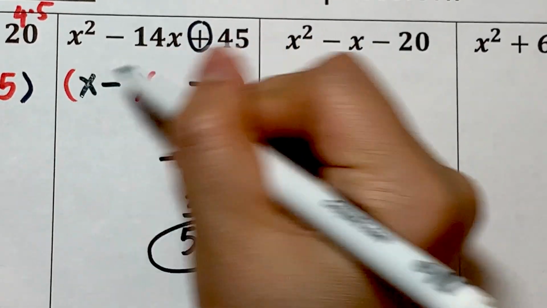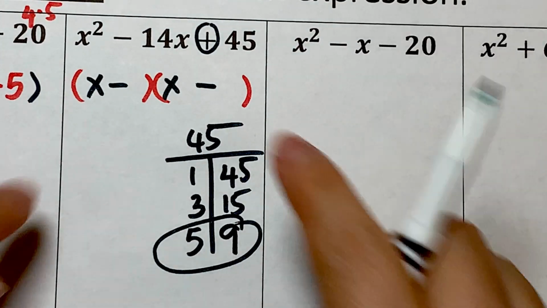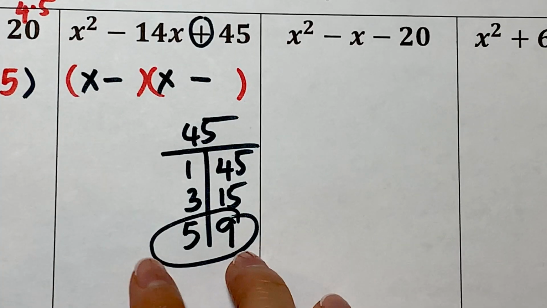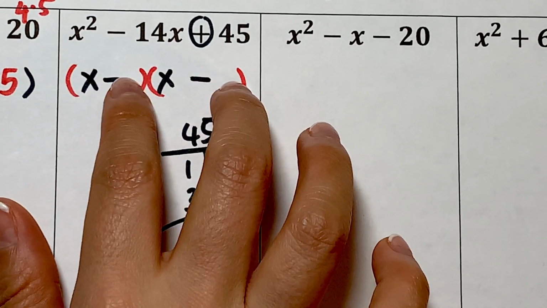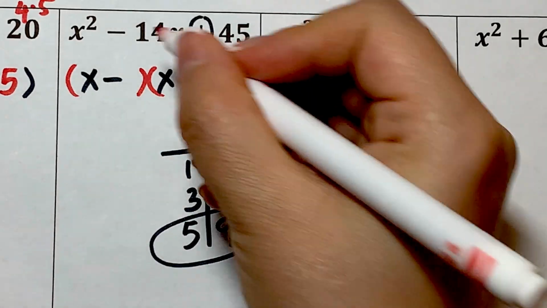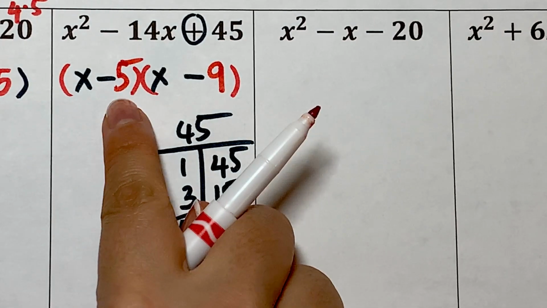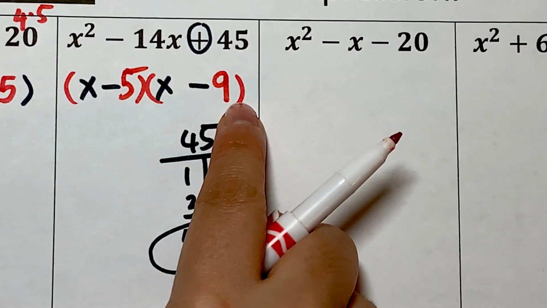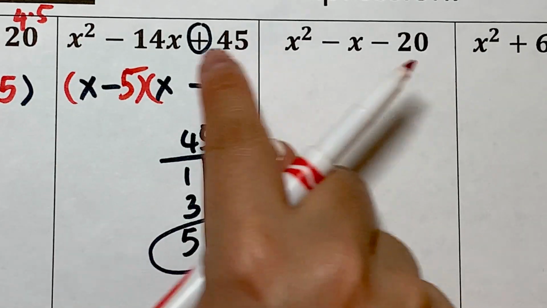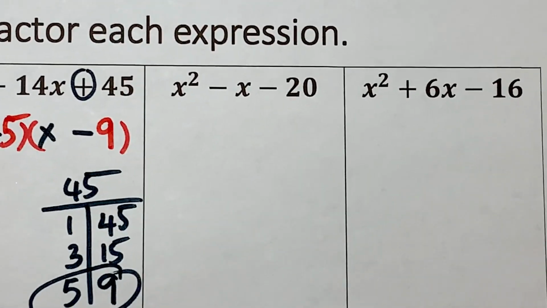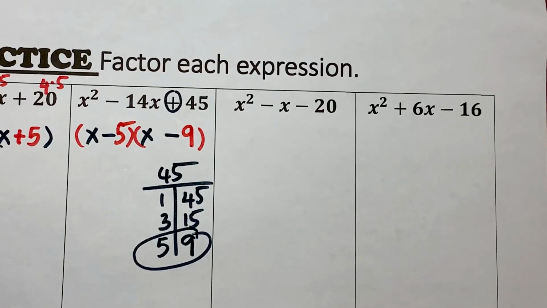So we're gonna put x and x from the beginning, because when you multiply, you get x squared. Then we're gonna put the pair that we found right here. Okay, 5 and 9. x minus 5 times x minus 9. This is called the factored form of this trinomial. Okay, similarly, we're gonna finish up the last two examples.